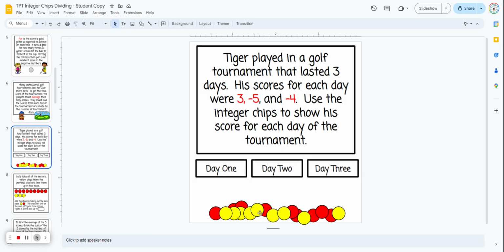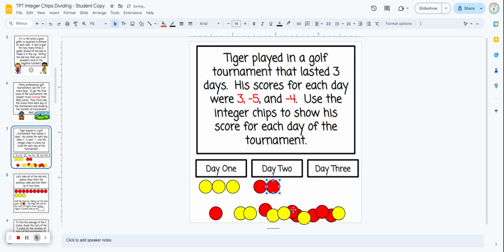So students are going to start by moving these chips into place to show his score on each day. So the yellow chips are positive, so the first day he got positive 3. So we're going to move those chips into place. They just click and hold on each chip and then they can move them. Second day, negative 5, so there are going to be 5 red chips. And then the third day was negative 4. That would be 4 red chips. And they'll have a few left over here.